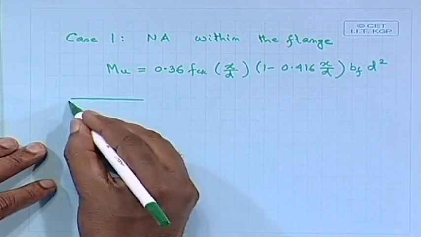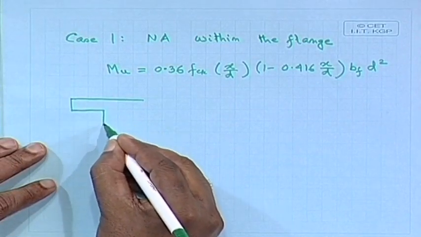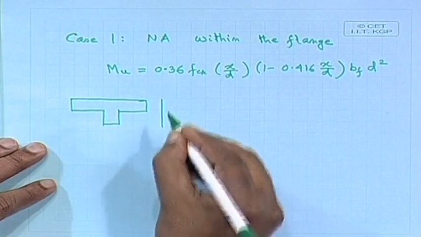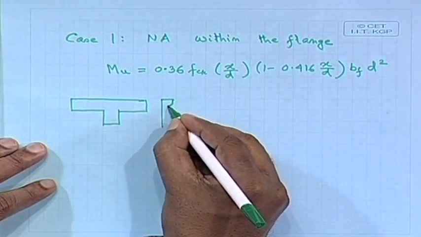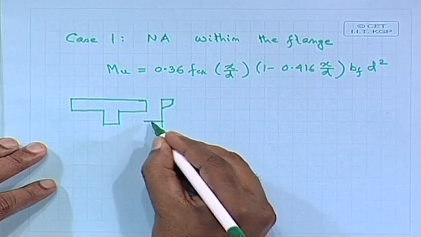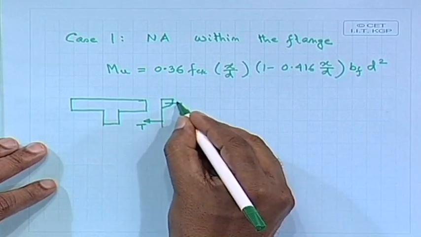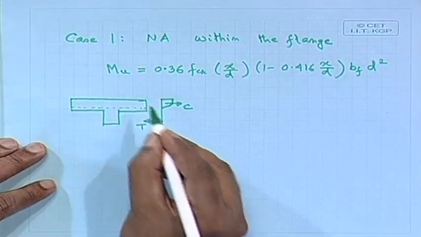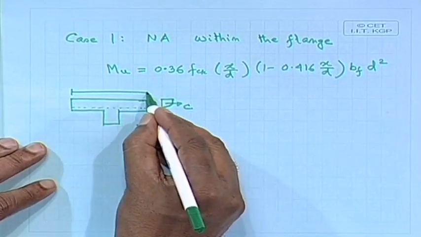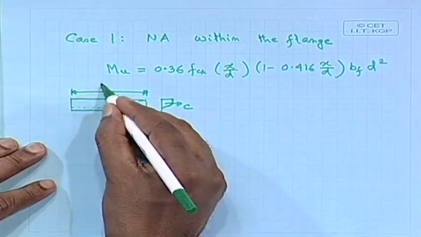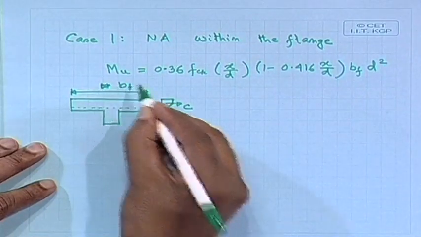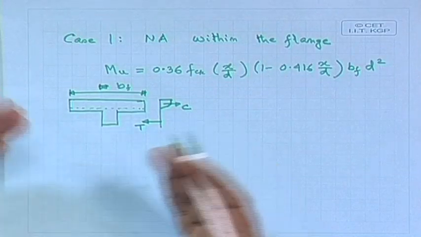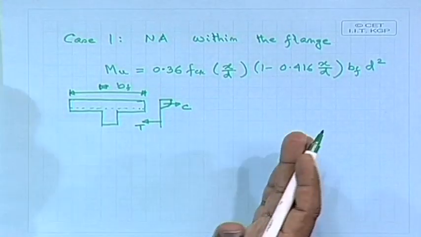Why? Because the T beam we are considering here and the stress block say somewhere like this, T and C. So, that means the neutral axis is somewhere here. So, this is your bf, it is nothing but the same rectangular beam, because the remaining bottom portion, that concrete will not take part in any tension or anything.